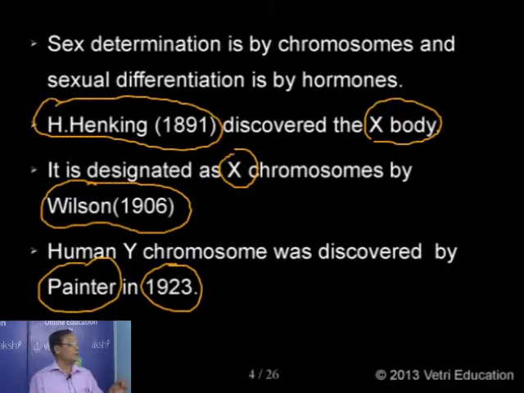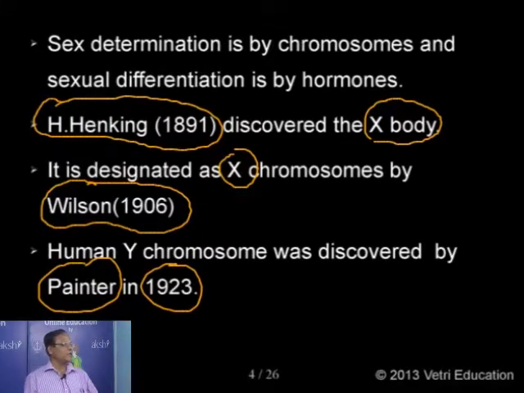First, Henking discovered the X chromosome. He called this one the X body. But the name X chromosome was given by Wilson in 1906, the person who is responsible for the inheritance of a sex-linked character, namely color blindness. You'll see later about his work.